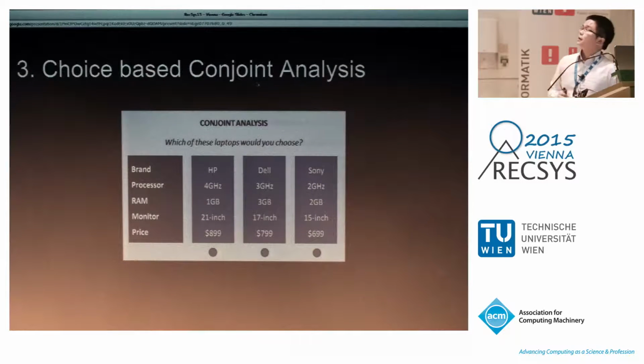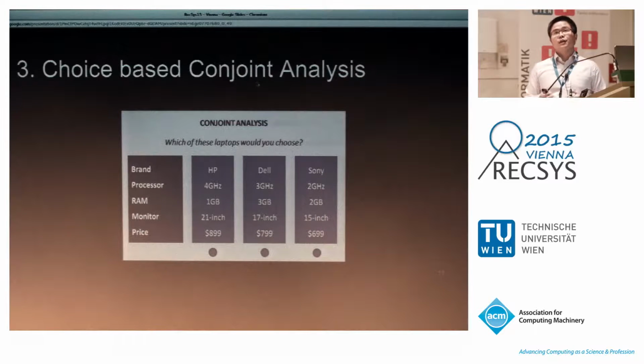And category number 3 is called choice-based conjoint analysis. This method is a little more complicated than the previous one. The subject will go through a list of questions, and each question is a choice question. Let me show you an example. Here the choices are different products. They differ in brand, processor, memory, monitor, and price. The subject is instructed to identify one product they prefer to buy.